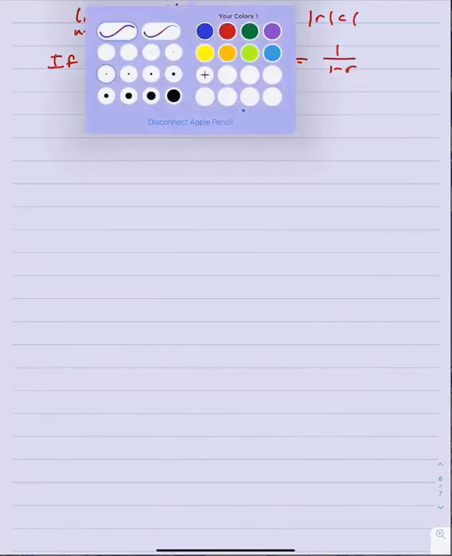Okay, putting that all back together, if the infinite series, n equals 0 to infinity, r to the n, or I guess I said I was going to switch to k, so I'll do that.